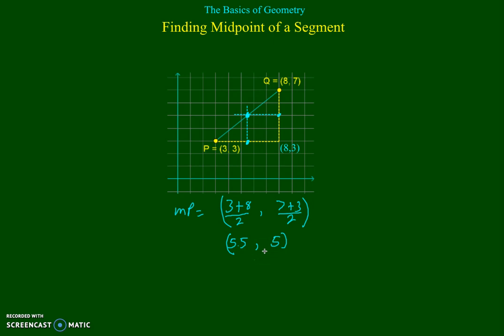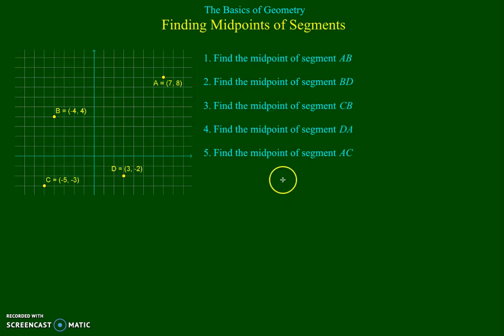So just as we did with the distance formula, let's go ahead and work some examples to find midpoints of segments. Now we're going to use the same picture here that we used for the distance formula. Let's work number 1. We're looking for the midpoint of segment AB. So AB is this. So midpoint then is the average of the endpoints. 7 plus a negative 4 is 7 minus 4 divided by 2, and 8 and 4, 8 plus 4 divided by 2. This gives us 7 minus 4 is 3 divided by 2, which is 1.5. 8 plus 4 is 12 divided by 2, 6. So there's the midpoint for number 1.